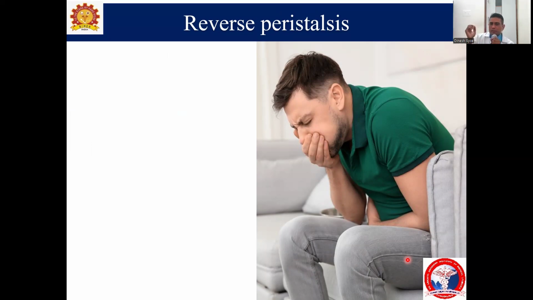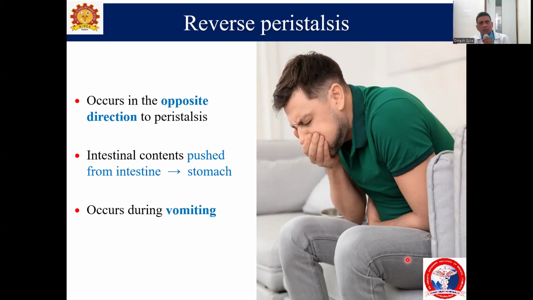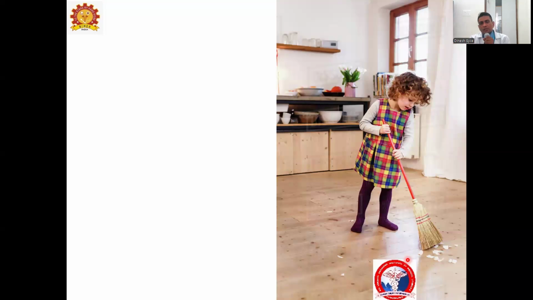As you can see from the picture, this happens predominantly in vomiting. So in vomiting, the movement of food is from the intestine to the stomach, from the stomach to the esophagus, and outside the body, right? So reverse peristalsis is peristalsis in the opposite direction, occurs predominantly during vomiting. Fine. So we dealt with one very important propulsive movement, peristalsis.